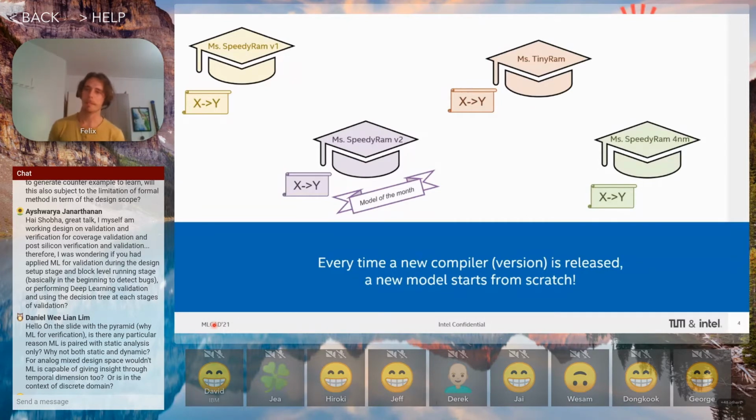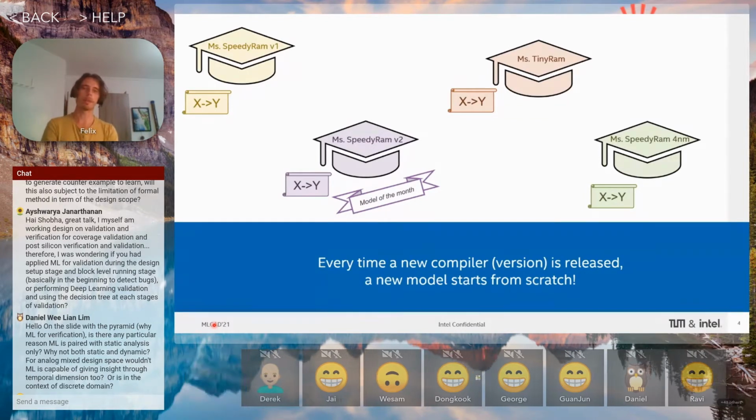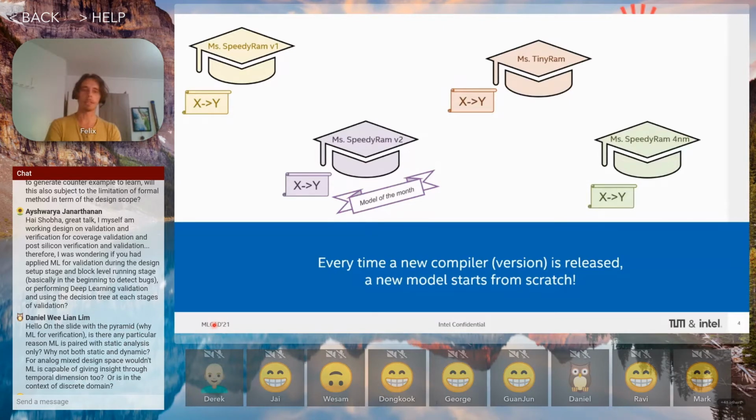So we have on the top left Miss Speedy RAM v1. This would be what we just looked at. Then there's another compiler version of the same compiler, Miss Speedy RAM v2, which may be the model we're training this month. Then we have other compilers like Miss Tiny RAM, which has more of an area focus rather than a performance focus. Or we could also have the same or different compilers on different technology nodes. So here we have another Speedy RAM compiler for the 4 nanometer node.